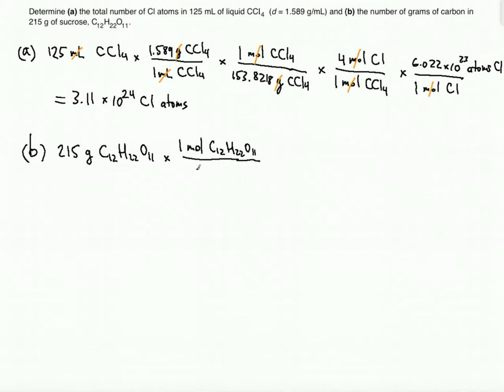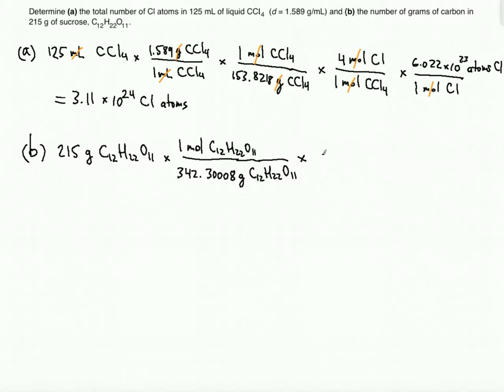using the periodic table, we'll have to take 12 times the atomic mass of carbon plus 22 times the atomic mass of hydrogen plus 11 times the atomic mass of oxygen, right? So when you do that using the periodic table, you will get this in your calculator: 342.30008 grams of sucrose. Now you've converted to moles of sucrose, right?